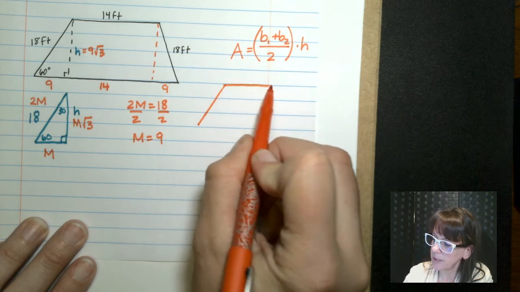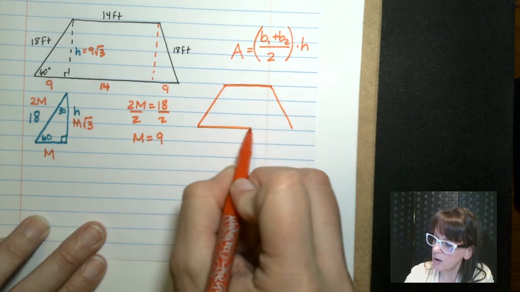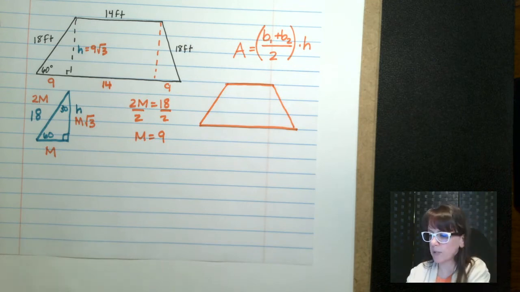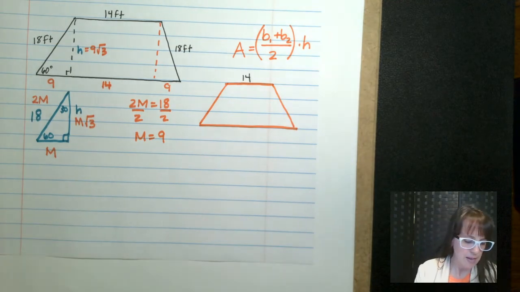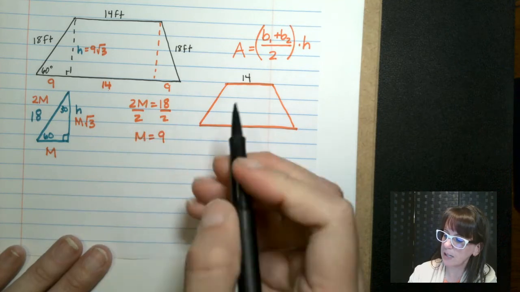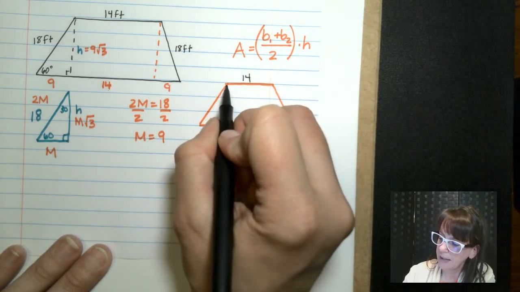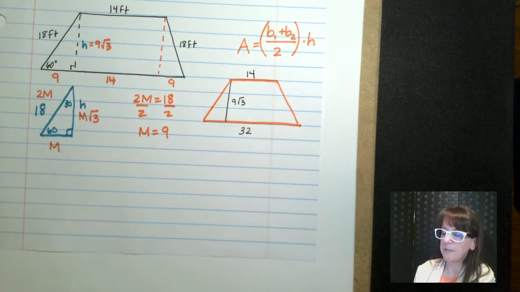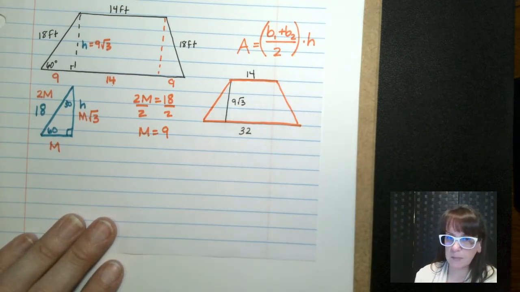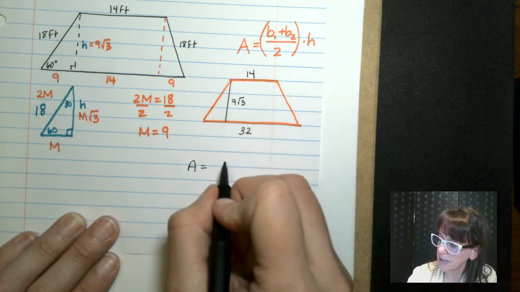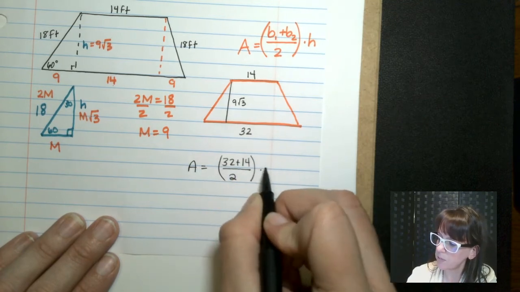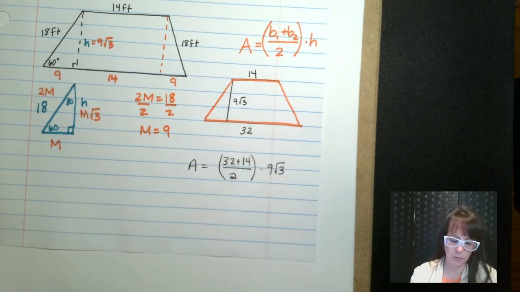Here's our trapezoid. What we know is this is 14. And just to make sure, we've got 9 plus 14 plus 9, we've got 32. And then we have 9 root 3 for our height. So to find the area, we take the bases, add them together, and divide by 2. So area equals 32 plus 14 divided by 2, whatever that number is, we're going to multiply it by our height, which is 9 root 3.